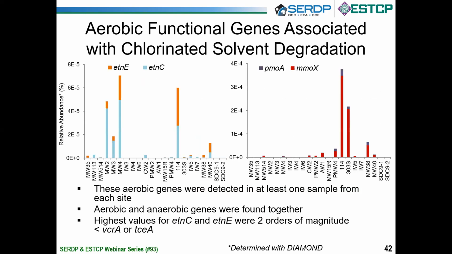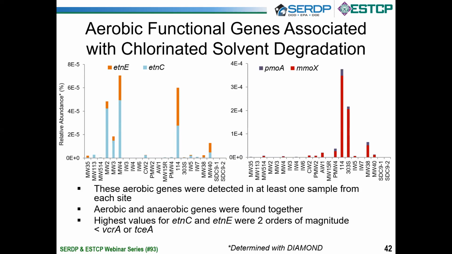The relative abundance of genes associated with aerobic chlorinated solvent degradation was also investigated. The graph on the left indicates the relative abundance of ETNE and ETNC, and the graph on the right indicates relative abundance values for PMOA and MMOX. Again, the names of the wells are on the x-axis. Overall, you can see the values for all 4 genes differ across the samples. In many cases, MMOX was more dominant compared to PMOA.